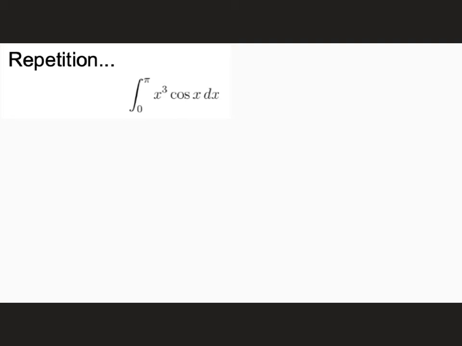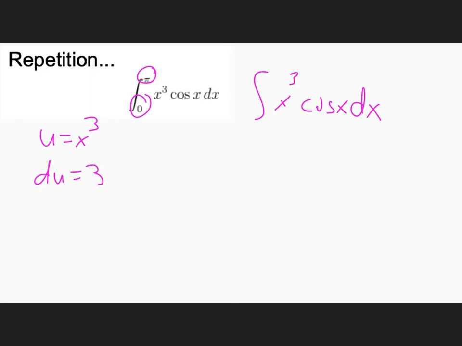All right, so this one says repetition. I see this. I'm going to go ahead and ignore that. So I'm just going to think of this problem, the integral of x cubed cosine x dx. I'm going to do this problem in two different ways. My first way is to say, okay, u is x cubed, du is 3x squared dx, and then dv is cosine x dx, and v is sine x.